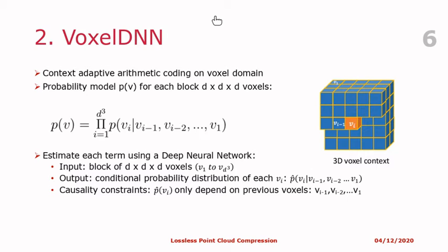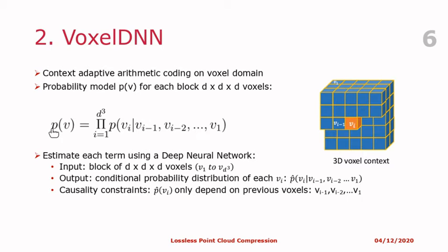The important part of adaptive arithmetic coding is the probability model. For example, if I want to encode a voxel V_i here, and if I know that there is a 50% chance of that voxel being occupied, then it will take at least 1 bit to encode that voxel. But if I have 100% certainty that the voxel is occupied, I will not spend any bit to encode that voxel. So in this work, we focus on accurately estimating the probability model of P(V) here.